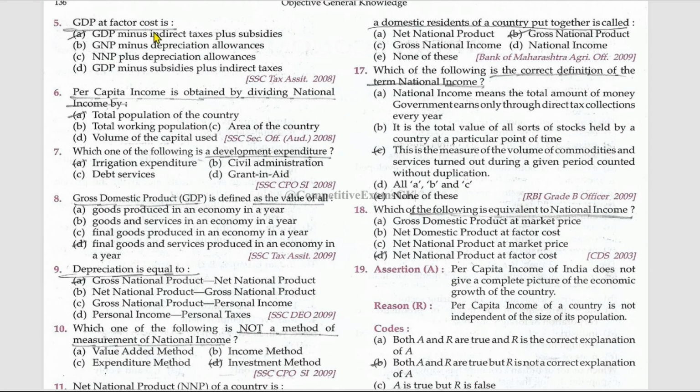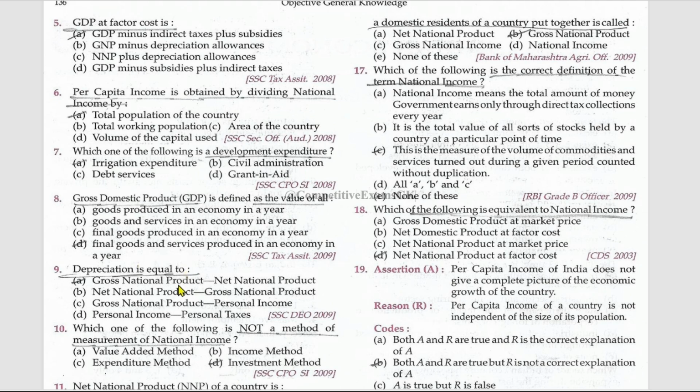GDP at factor cost is GDP minus indirect taxes plus subsidies. Per capita income is obtained by dividing national income by the total population of the country. Which one of the following is a development expenditure? That is irrigation expenditure. GDP is defined as the value of all final goods and services produced in an economy in a year.